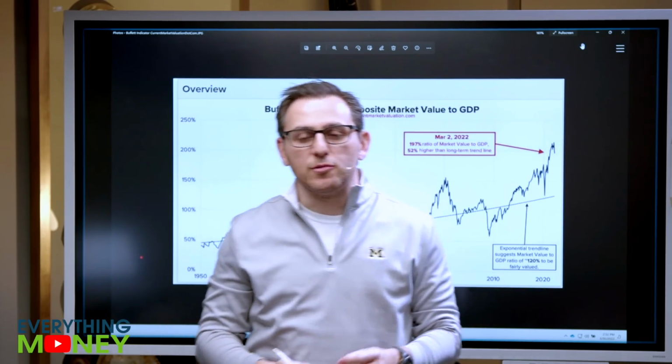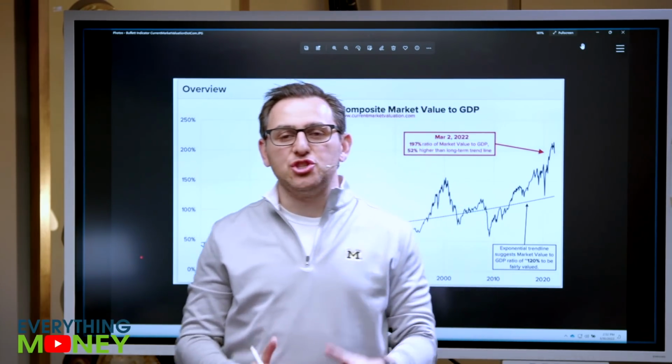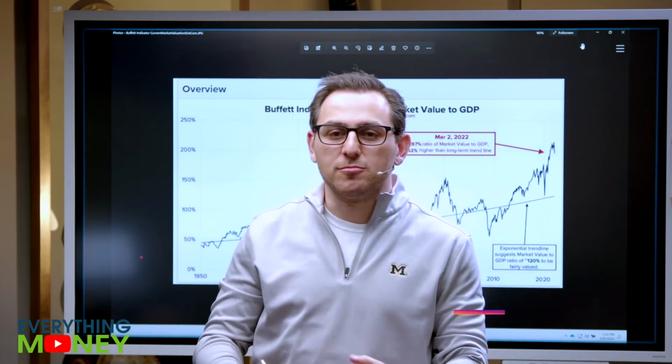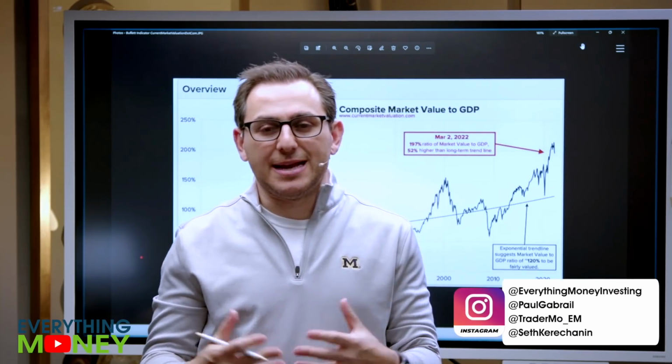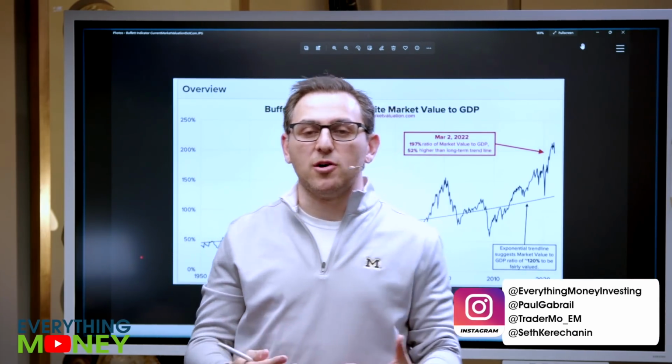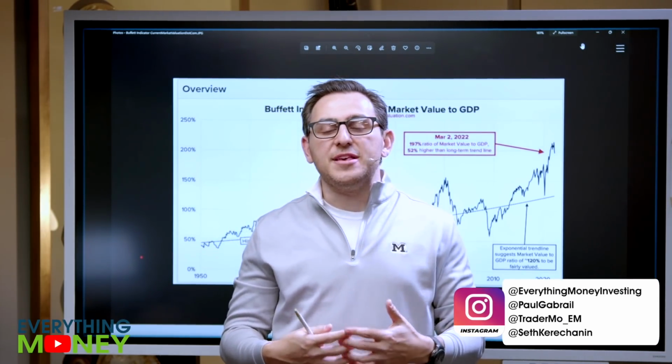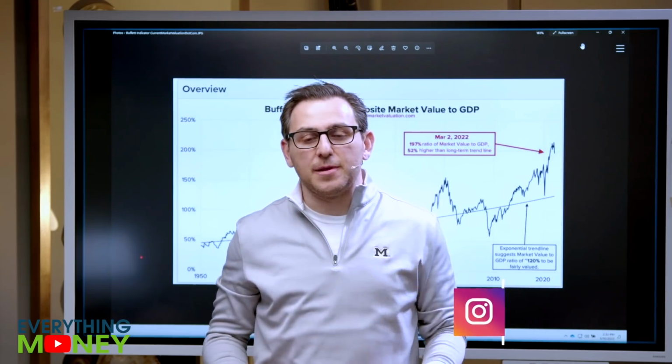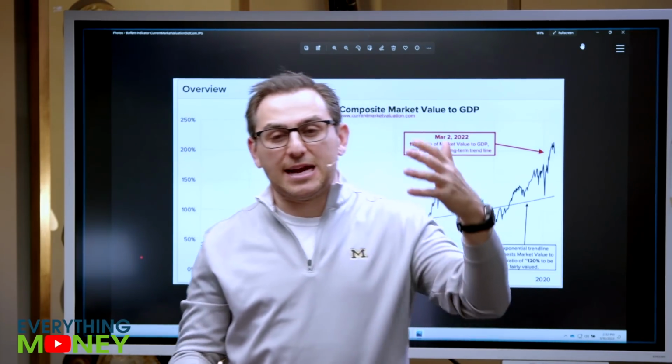Paul, give us your thoughts on this. Guys, Warren Buffett was once quoted as saying the stock market to GDP ratio is probably the single most reliable metric at any given time on where the stock market falls in terms of valuation. This has now become called the Buffett Indicator. And what it basically does is take the entire stock market value.